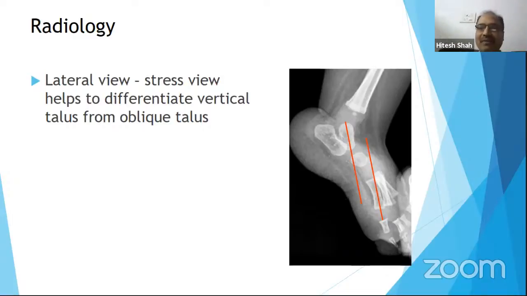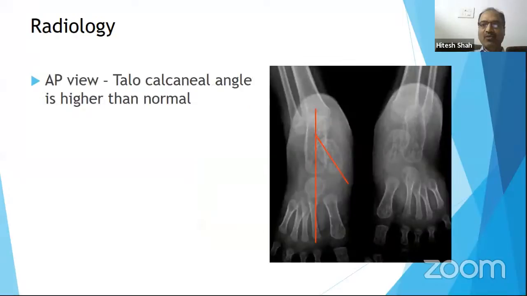Normally both are matching in a normal lateral view, but in case of ligamentous laxity, the first ray or the first metatarsal is dorsal to the talus. But when you do plantar flexion, if it is not coming in line, that means it is congenital vertical talus. Okay, this is the most important part.